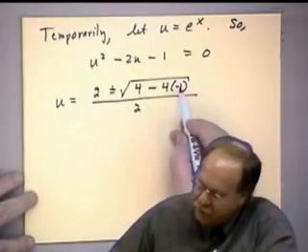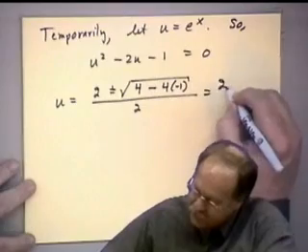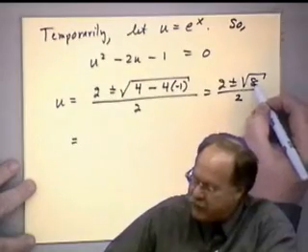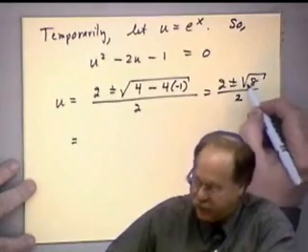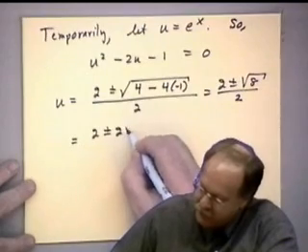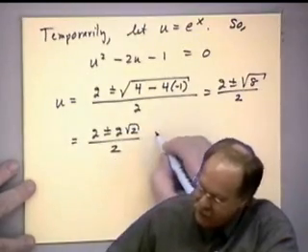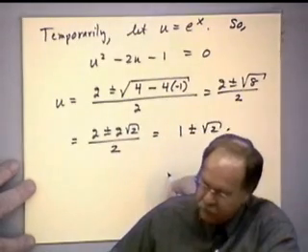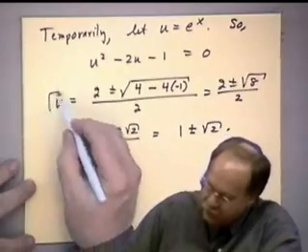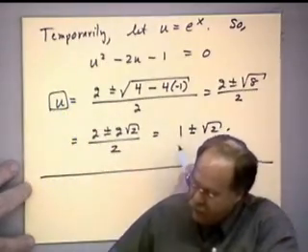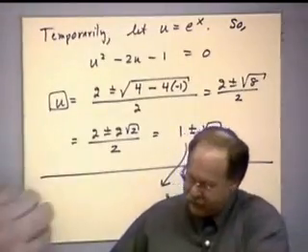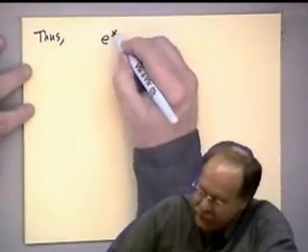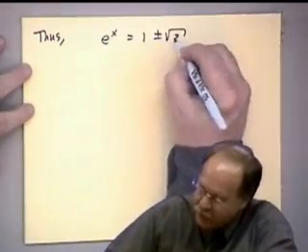Under the square root, I have 4 plus 4, so I have 8. So this is 2 plus or minus the square root of 8 over 2. And I realize that 8 can be written as 4 times 2, and the square root of 4 is a 2 that comes out. So 2 plus or minus 2 square root of 2 over 2, well, that's nice. I get rid of all those 2's, and I end up with 1 plus or minus just the square root of 2. All right, that is u. I remember that u was equal to e to the x. Then e to the x must be equal to 1 plus or minus the square root of 2.